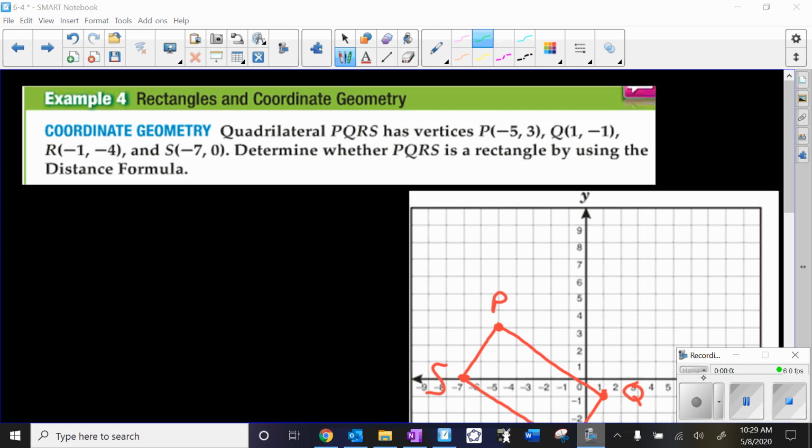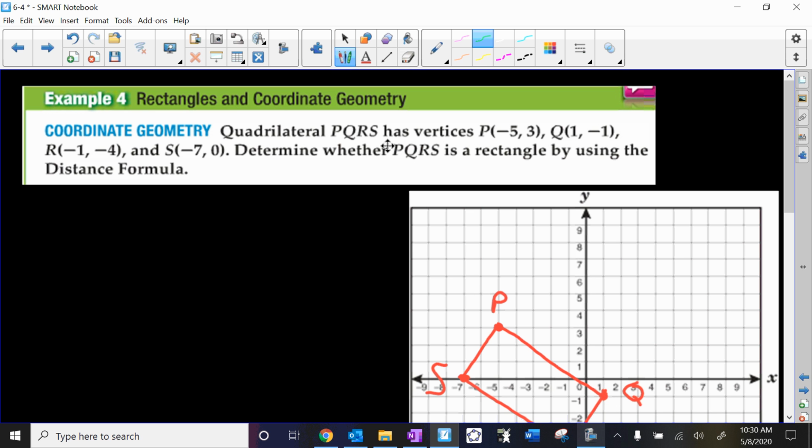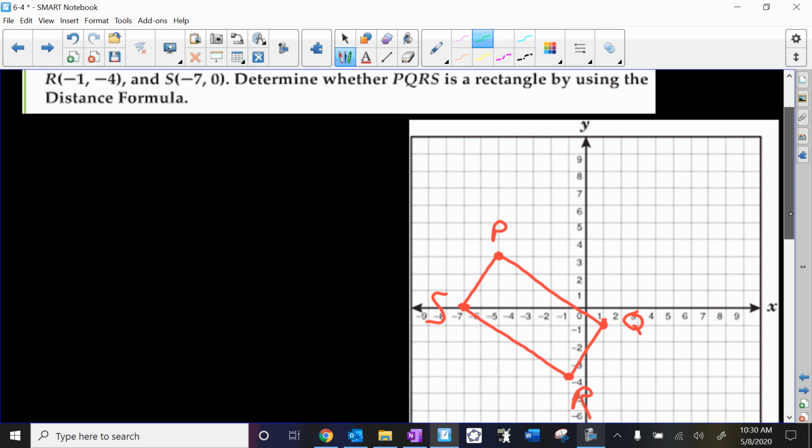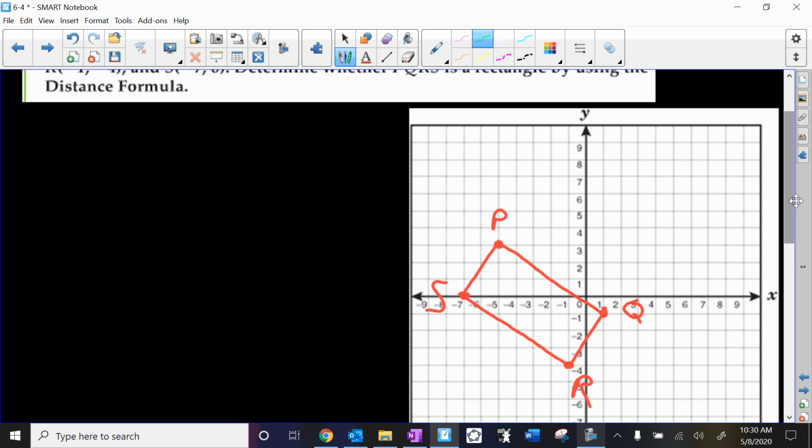We're now going to prove whether our shape is a rectangle or not on a coordinate plane. It tells us that quadrilateral PQRS is located at those coordinates. Determine whether PQRS is a rectangle by using the distance formula. This one is going to require a lot of distances.